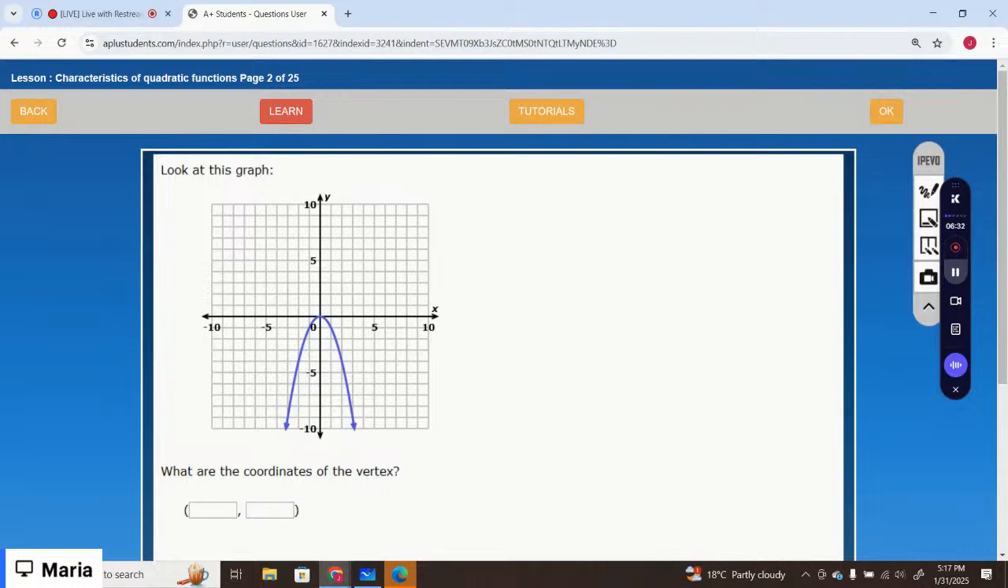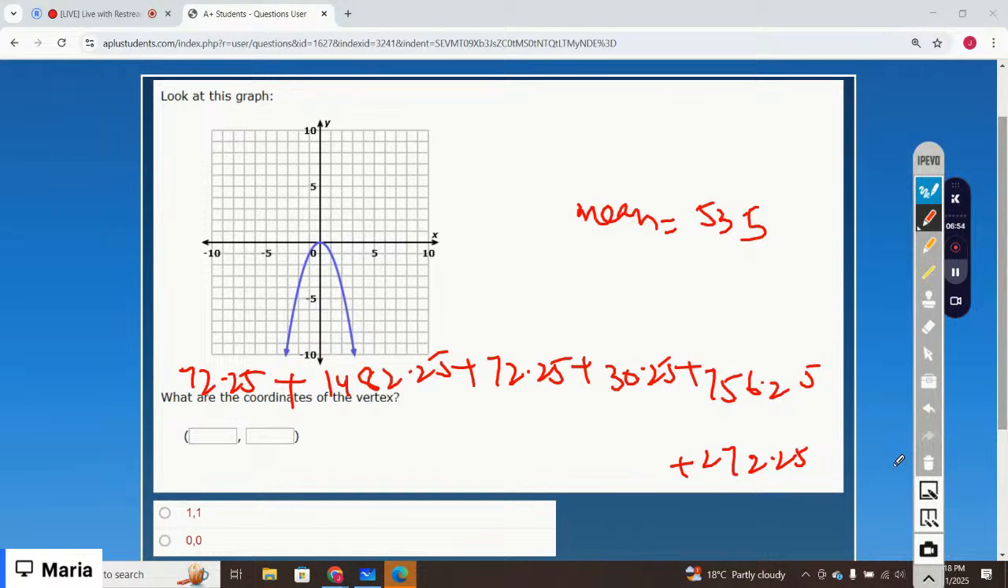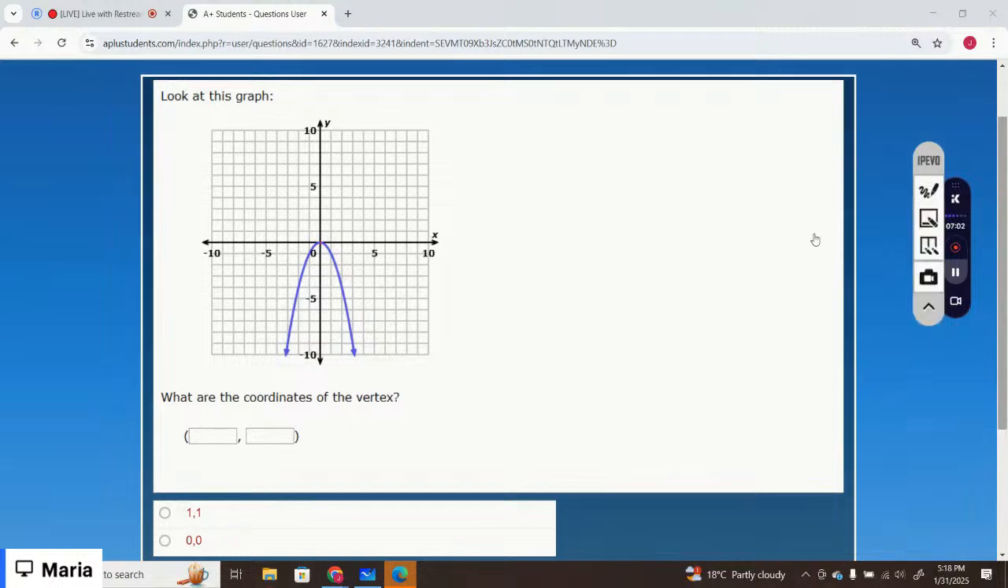Look at the graph. What are the coordinates of the vertex? You have to calculate the coordinates of the vertex. This is the point, the vertex, that is the maximum value of the parabola. So that is at 0, 0. Option number 2 is the correct option.